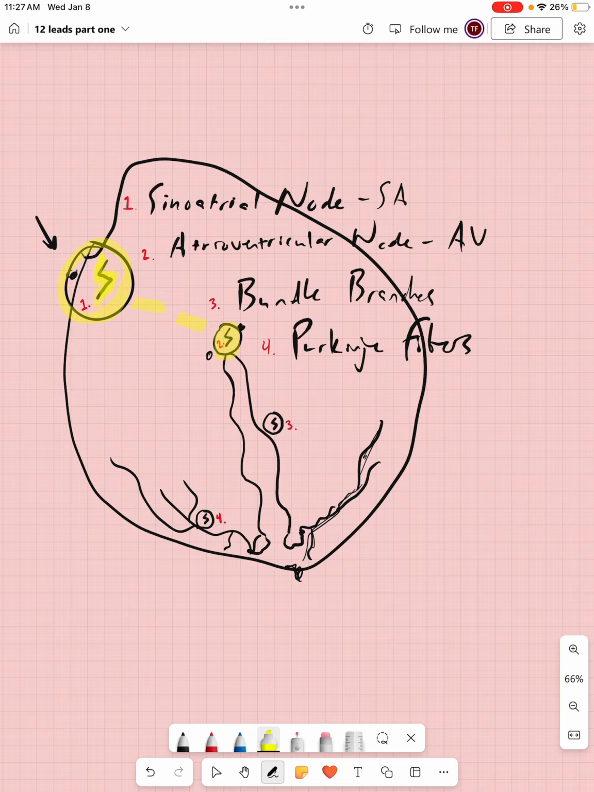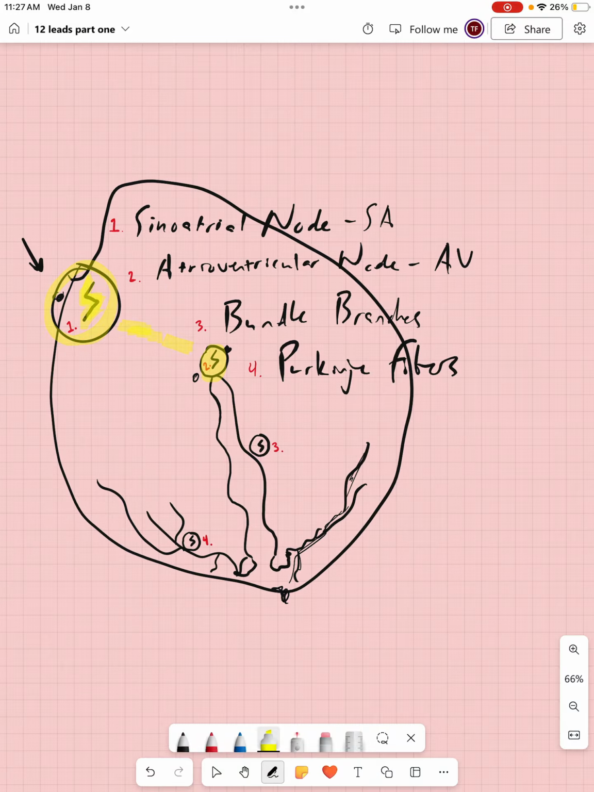So we got the electrical stimulus starting in our SA node, and it's going to work its way to our AV node, where then it is going to descend to the apex of the heart, which is just the most inferior portion. It's our point here. And it's going to travel down our bundle branches, where then via the Purkinje fibers, it will further spread around the bases and circumnavigate the curvature of the heart.